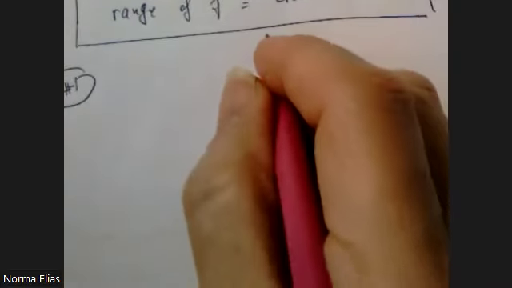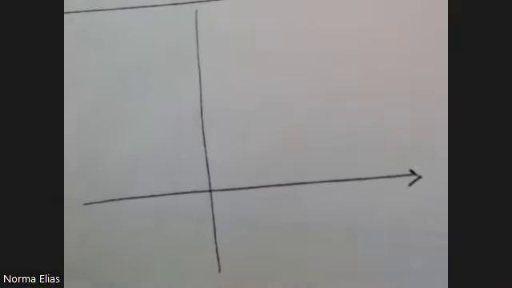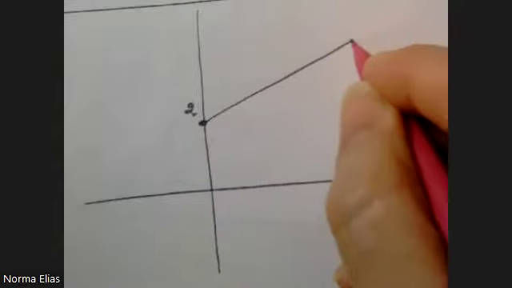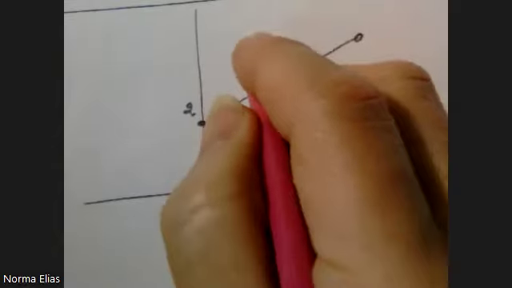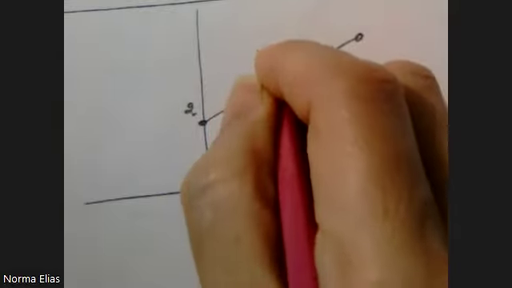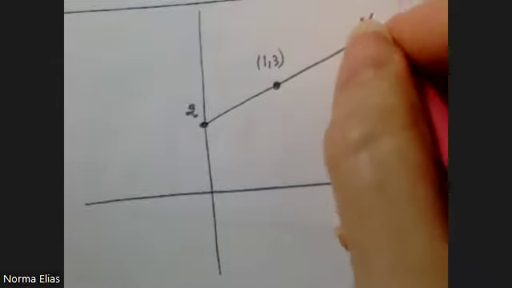Okay. Let me take the following graph. I will graph it very, very slowly. Here, this is a 2 right here. Suppose my function is a line like that. This point here is (1, 3), and this point here is (2, 4).